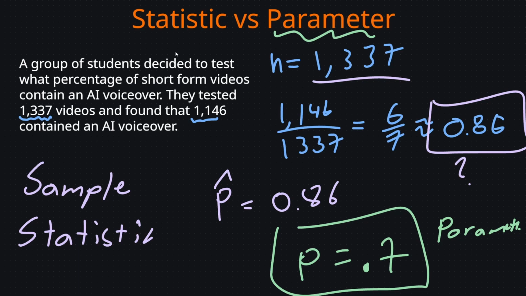And then that can let me infer things about the population. I can guess that the proportion of AI voiceover videos in the actual population, also known as the parameter, is about 0.86. In this case, in this made-up example, I'd be wrong, but that's okay. That's how statistics work. I cannot know everything. I can only do my best to guess a close estimate and work with what I've got.